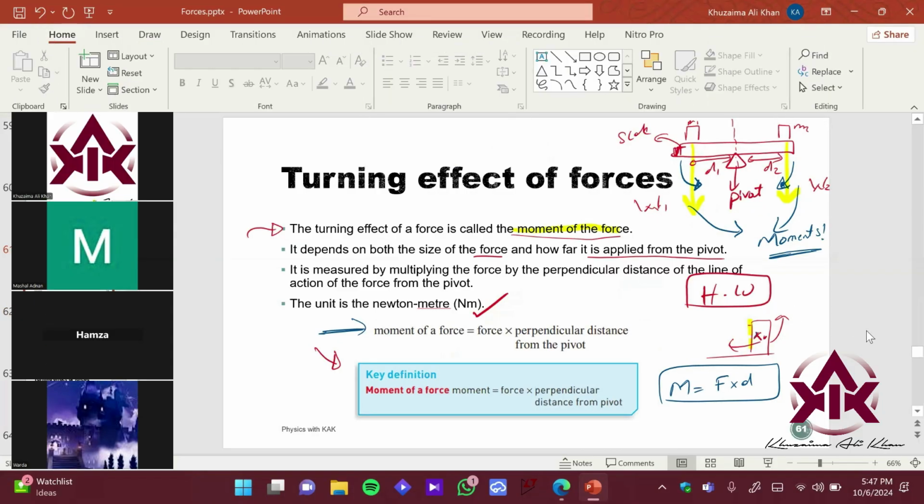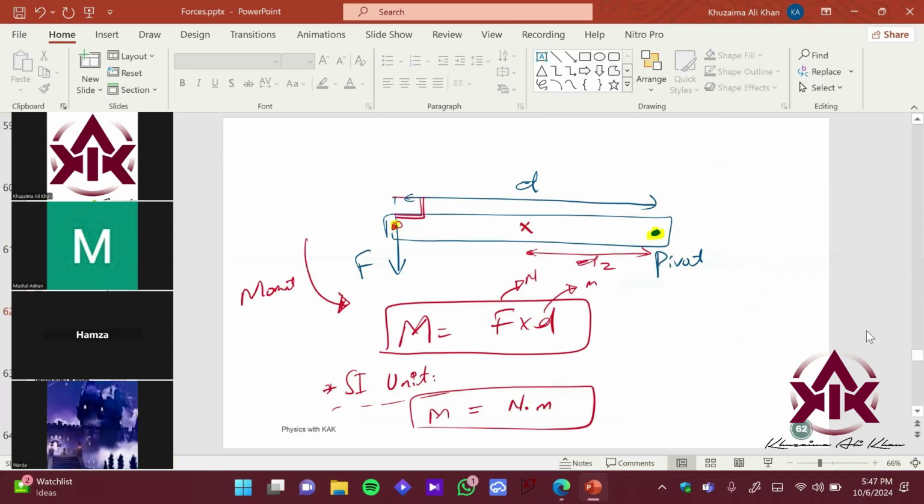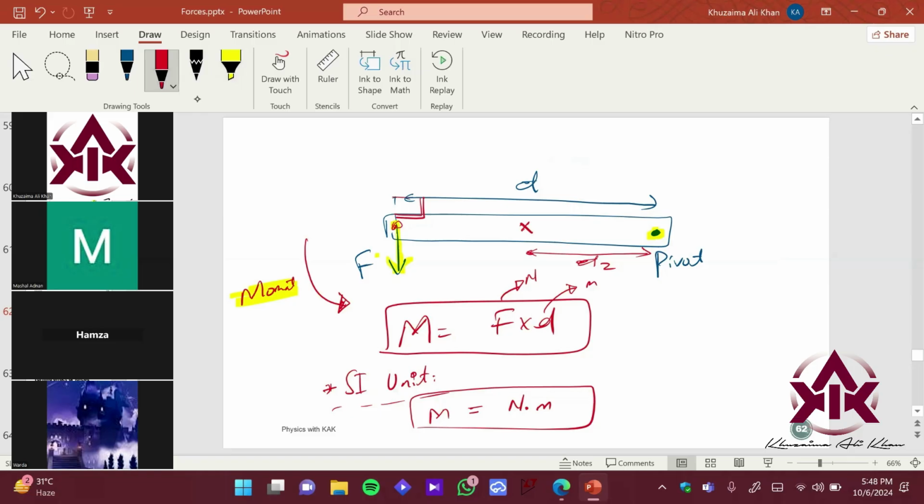On an object which is fixed at one point, if I apply a force in this direction, it causes the object to turn, either clockwise or anti-clockwise. This phenomenon is called moment. Moment is force times the perpendicular distance from the pivot. You always want to take a distance that is at 90 degrees with the force. That is very important.